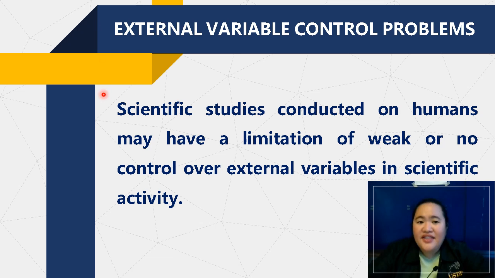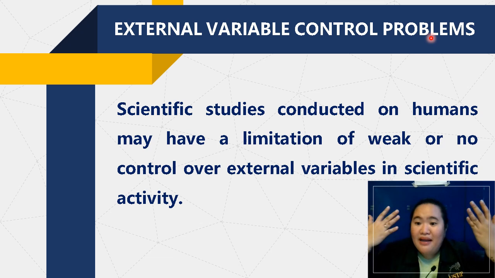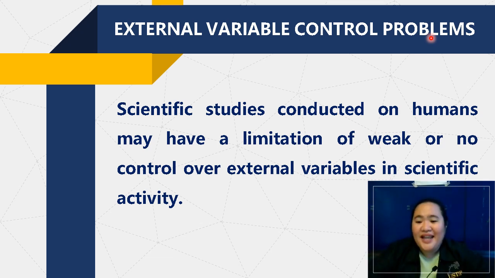Finally, okay, another limitation of the scientific method, class, is external variable control problems. Scientific studies conducted on humans may have a limitation of weak or no control over external variables in scientific activity. So these are externalities, class, okay? External variables that we cannot control.